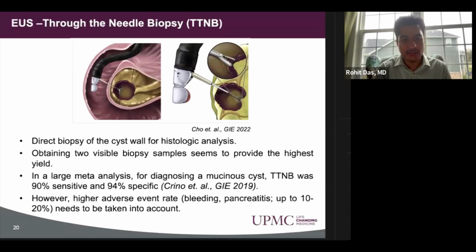Studies have shown that obtaining 2 visible biopsy samples seems to provide the highest yield. In a large meta-analysis that was published 5 years ago, for diagnosing a mucinous cyst, TTNB was actually very accurate, with a sensitivity of 90% and a specificity of 94%. But there is a caveat. TTNB definitely does add a higher chance of an adverse event. There's up to a 10 to 20% chance of causing bleeding, causing pancreatitis. So in our practice, we really reserve this technique for when standard cyst fluid analysis and molecular analysis fail to provide a diagnosis, and of course, after discussing the risks and benefits with the patient.